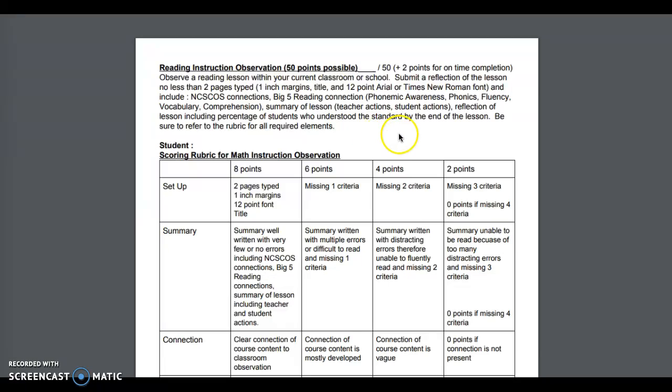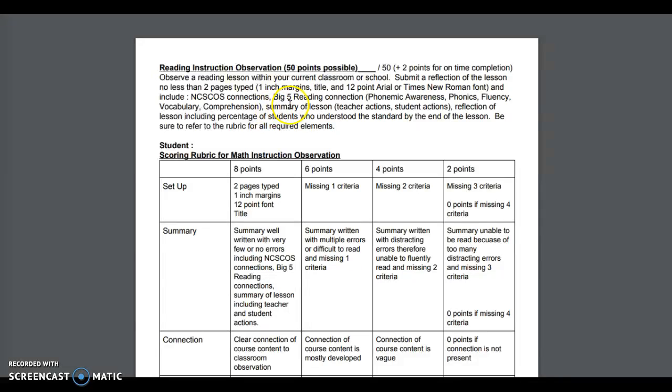You're going to submit a reflection on the lesson, no less than 2 pages, and there's your criteria for formatting, and make sure that it includes your standard course of study connection, the Big 5 reading connection. So is their lesson connecting to phonemic awareness, phonics, fluency, vocabulary, comprehension? Although this course focuses on reading comprehension, we're not going to necessarily be able to be picky enough to say we want to observe a lesson, but it has to be reading comprehension. So we just want to be able to observe a reading lesson in general.